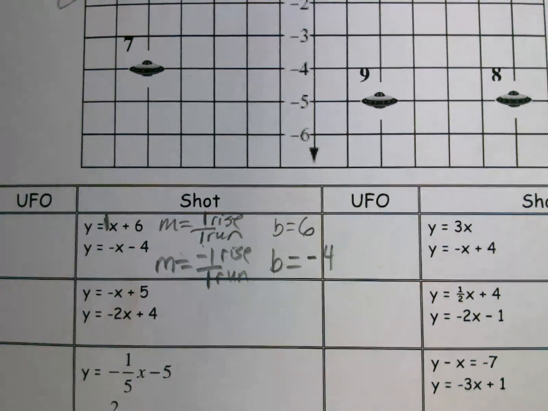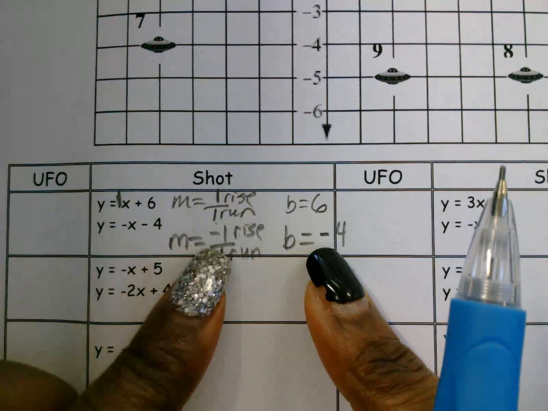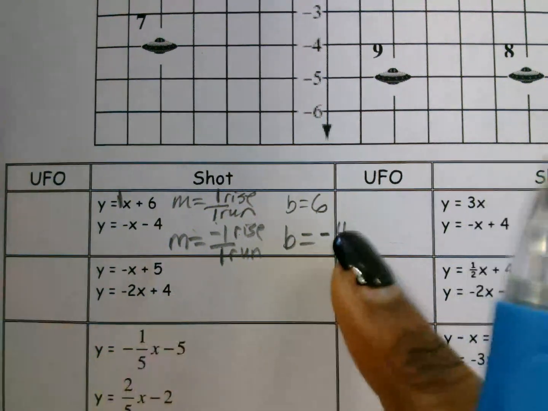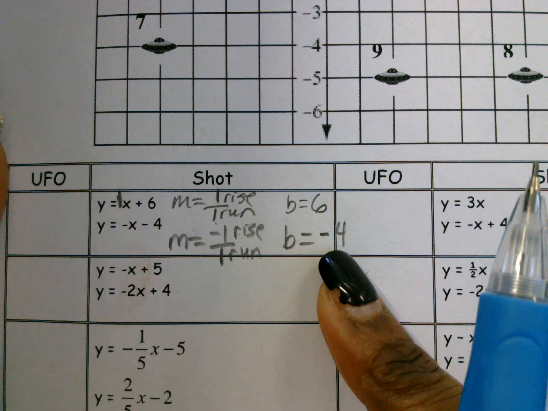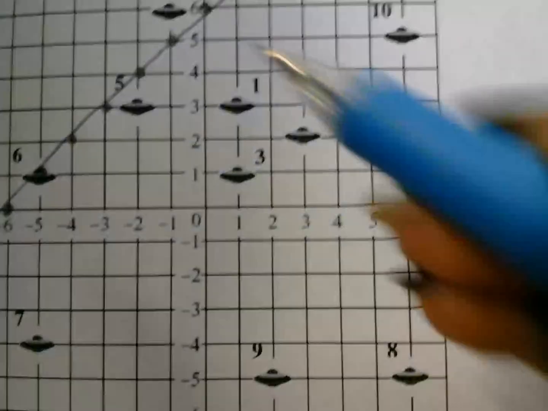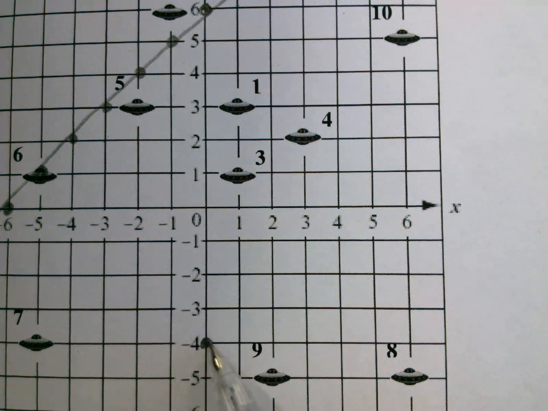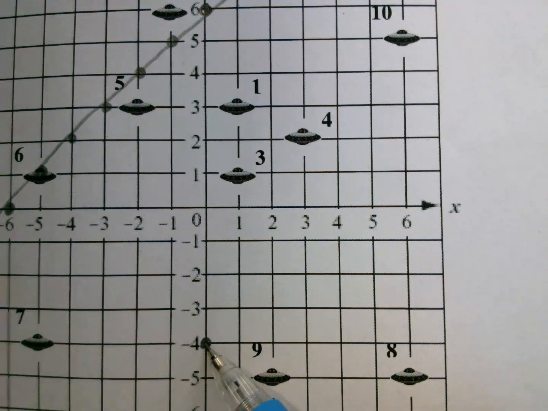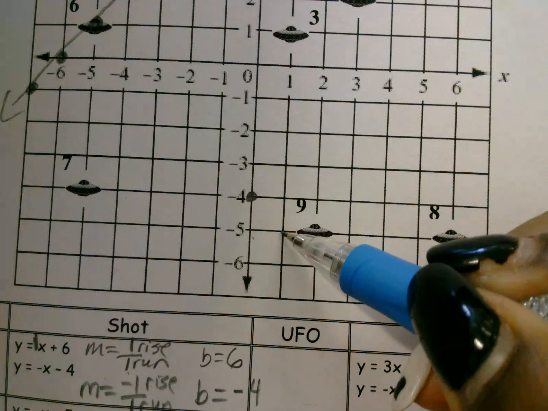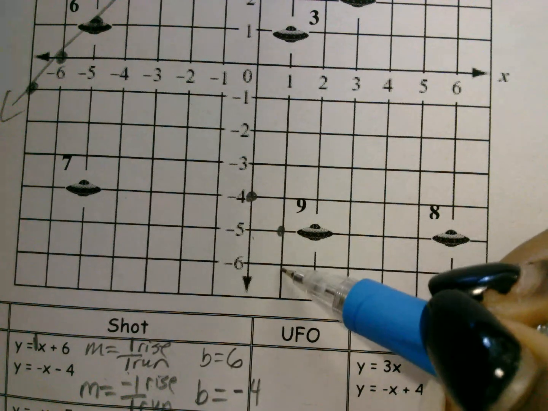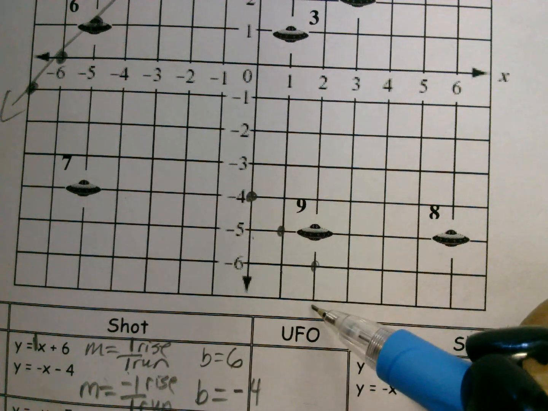So now we're going to find negative 4 on the y-axis, and then we're going to go down 1, right 1. Negative 4 on the y-axis is here. My slope is negative 1, so go from here, down 1 and to the right 1. Down 1, right 1.